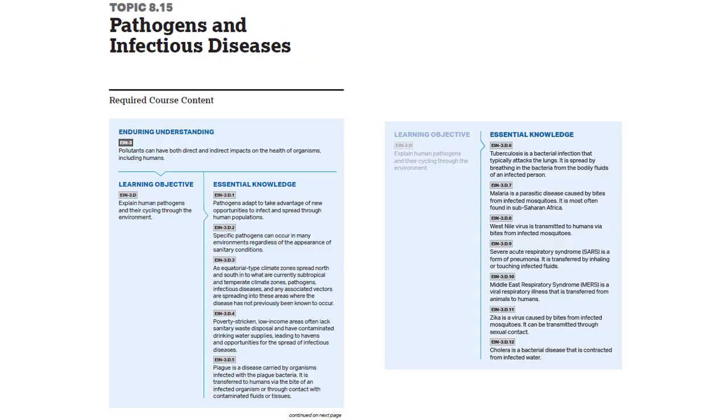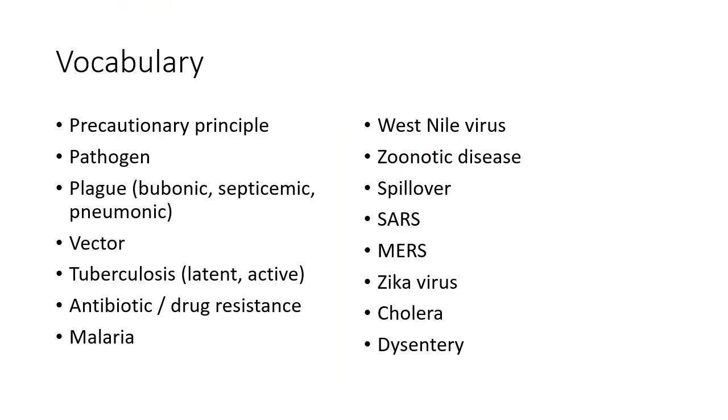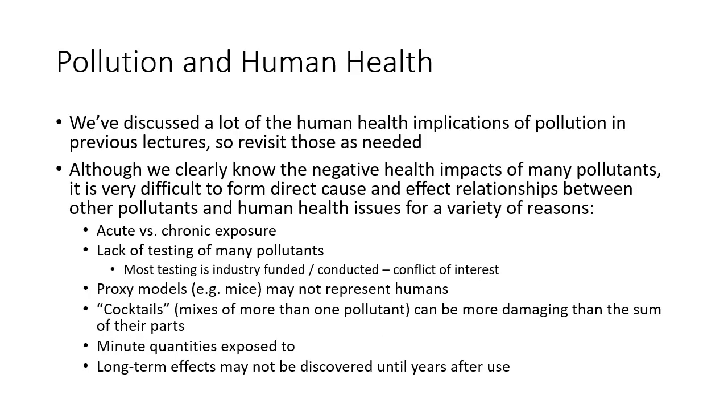Where we're going to spend most of our time is talking about pathogens and infectious diseases. We're going to hit all of these learning objectives or essential knowledge. Here's the vocab if you want to pause it and jot it down. So like I said, you guys are responsible for knowing the different human health impacts of the various pollutants that we've talked about, whether those are atmospheric, aquatic, or terrestrial pollutants. So revisit those PowerPoints because, again, we've already talked about the human health impacts throughout this entire school year.